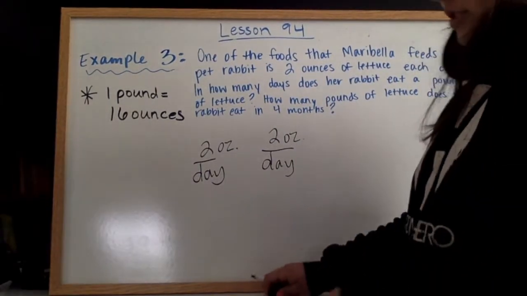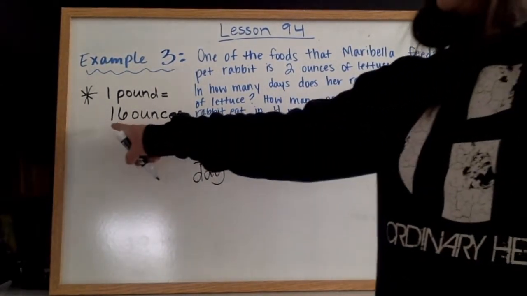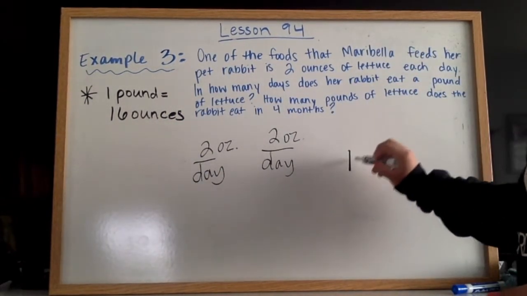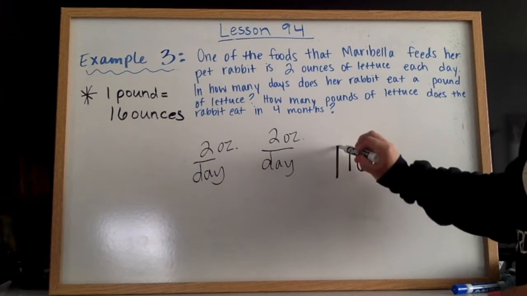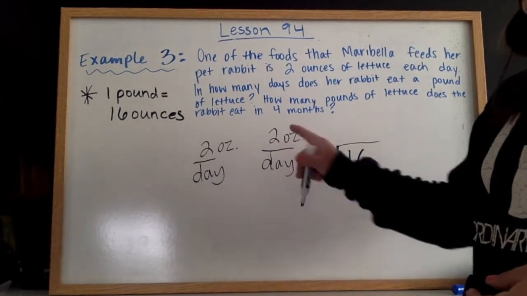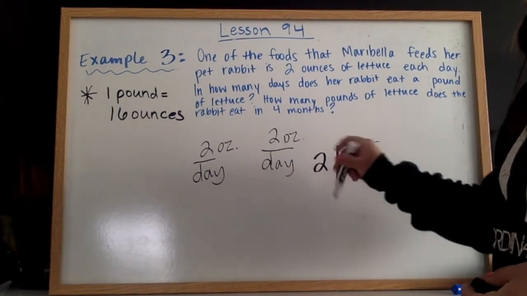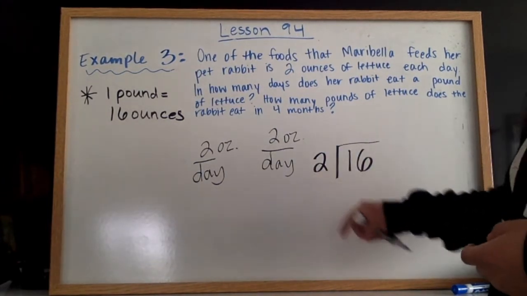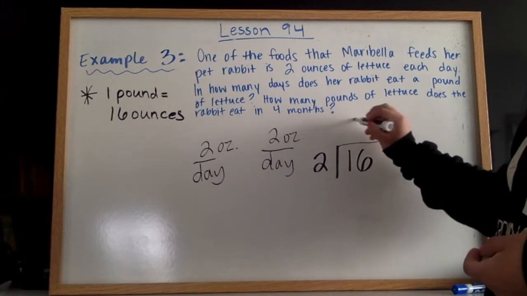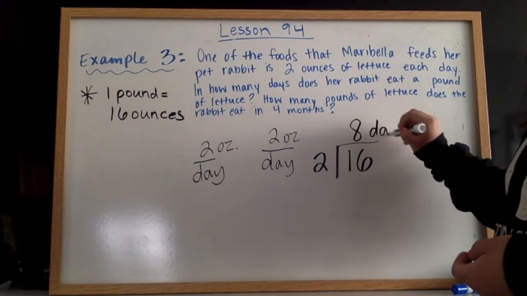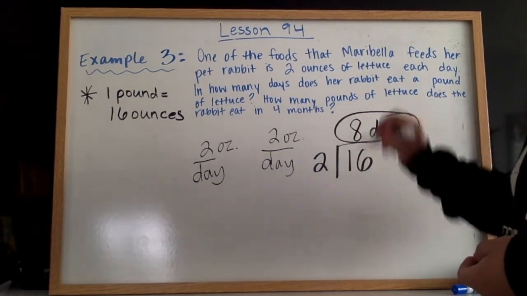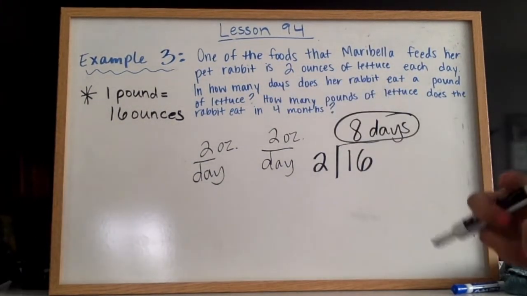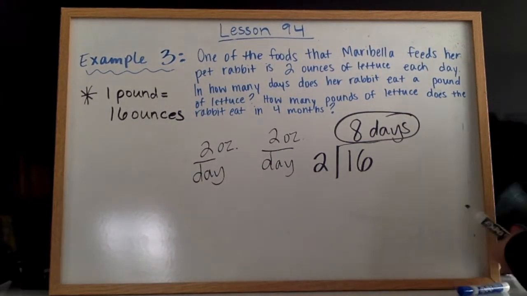There's another way to do it too. So if this is our total that we want, 16 ounces, I can divide that by 2 because each equal group is 2 ounces. So I can just divide that into 2. We know that 16 divided by 2 is 8. So it will take 8 days. Now that answers the first question. We haven't answered the second question yet.